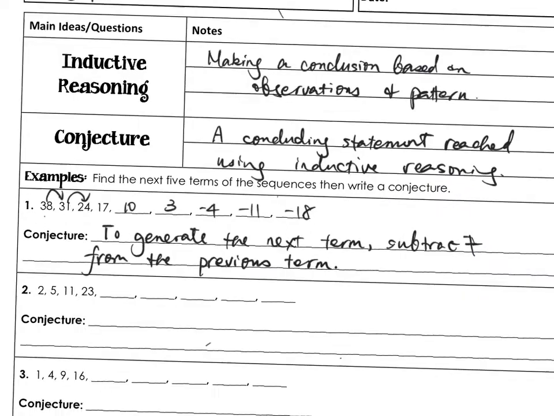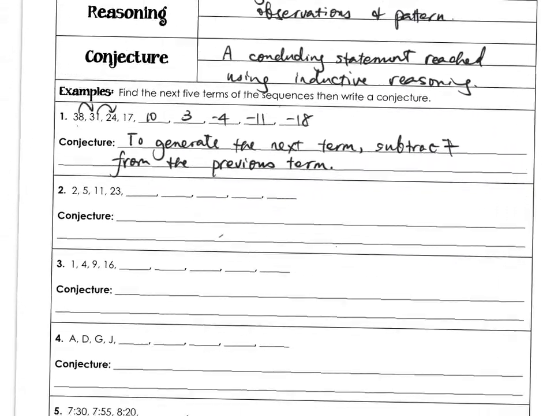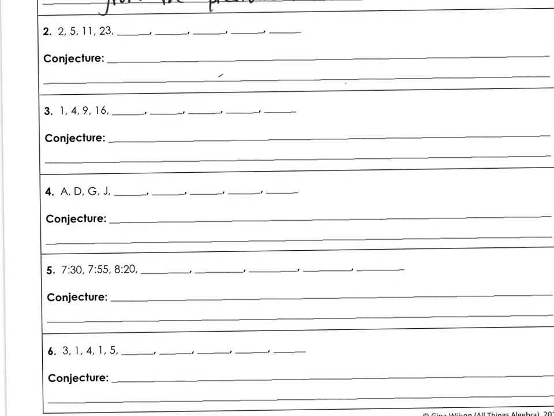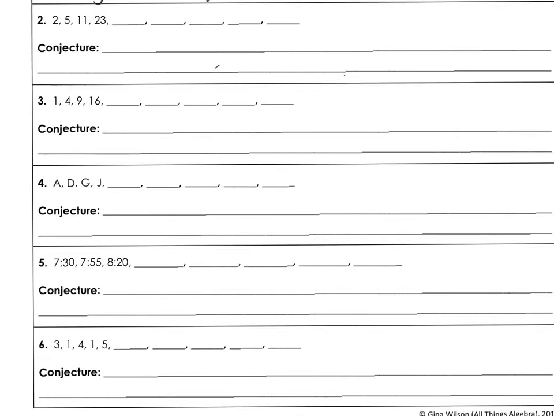Let's look at the second example. I now have 2, 5, 11, 23. I think 2 and 5, that's 3. If 2 plus 3 is 5, 5 plus 3 is 8. So that is not the pattern. However, if I do 2 squared is 4, 4 plus 1 is 5. But 5 is not a square, so that doesn't work either.